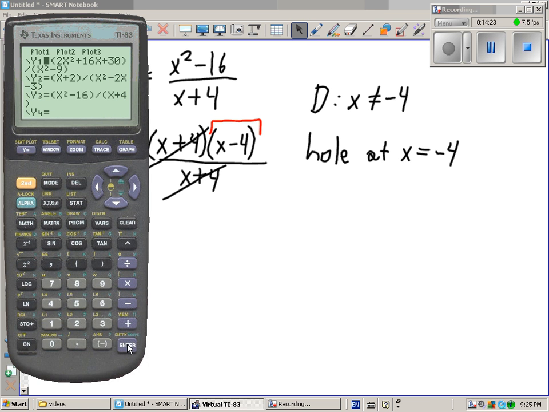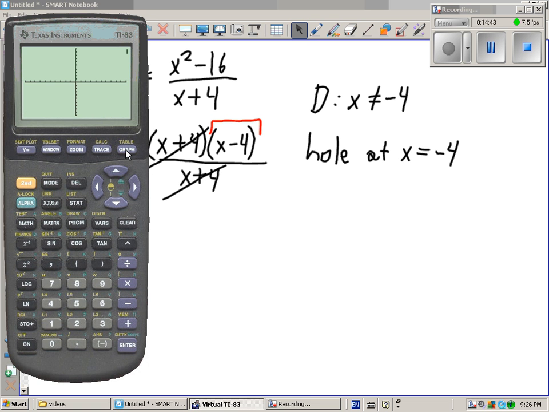I'm going to clear out that graph so that we're not looking at it. And y3, I've got it already plugged in. X squared minus 16, x plus 4 in the denominator. Notice again, I've got parentheses here. If you ignore your parentheses, you're going to get the wrong answer. You're going to get the wrong graph and you're going to get confused. So don't forget those parentheses.